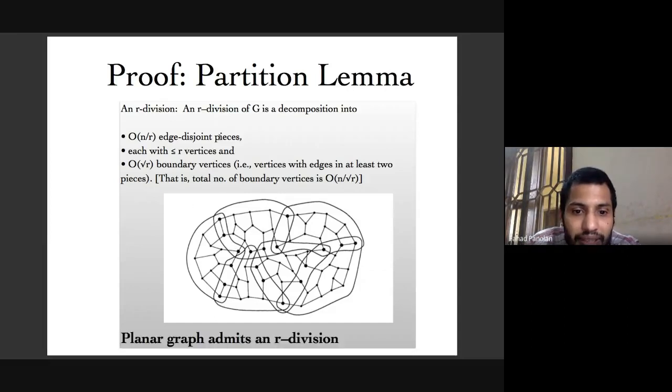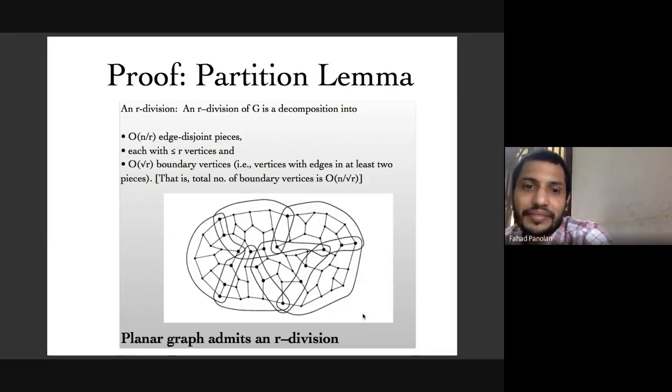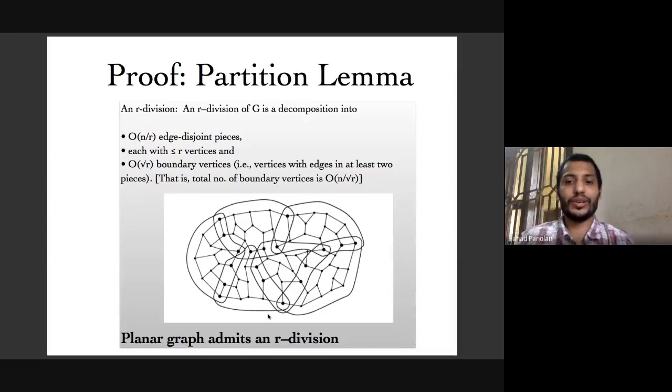And one of the important results is that planar graphs admit an R-division, which means that for this graph, which is a planar graph, we can get this kind of decomposition. And we don't need an algorithmic result. We just need an existence result. And in fact, one can compute this also.